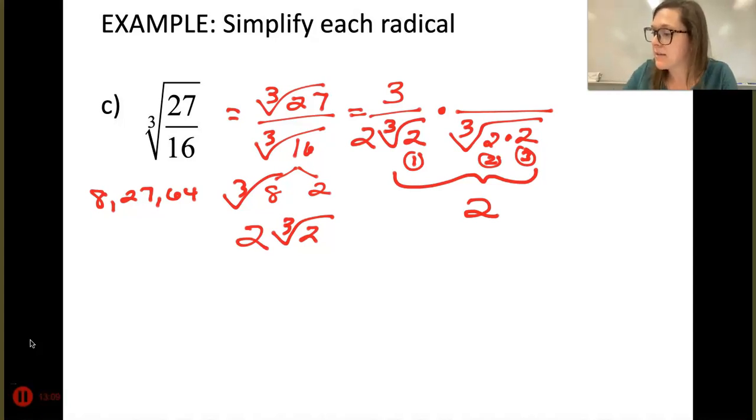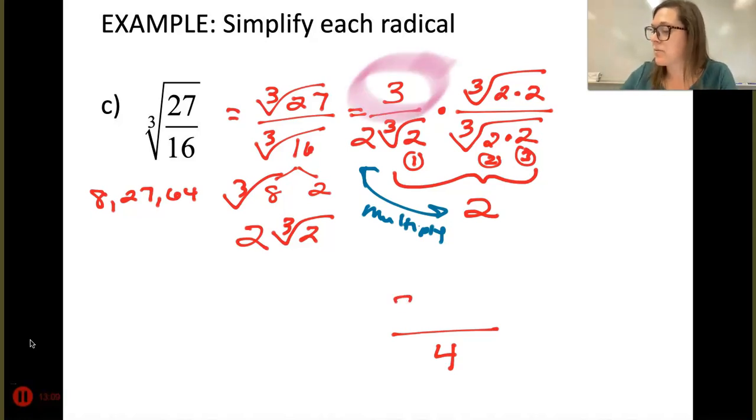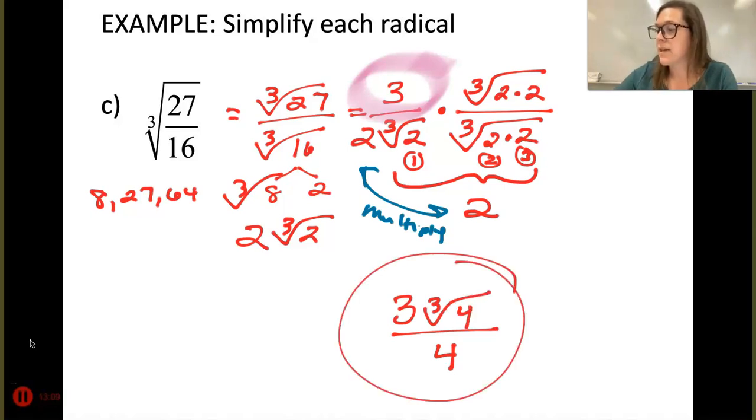multiply these together. So now I'm going to have 2 times 2, so 4 in my denominator. Now I have to do the same thing to the top. So I multiplied by cube root of 2 times 2, which I don't have any cube roots to combine with there. So I just am left with 3 cube roots of 2 times 2, which is 4. Do not simplify this radicand with that 4. They don't cancel each other out.